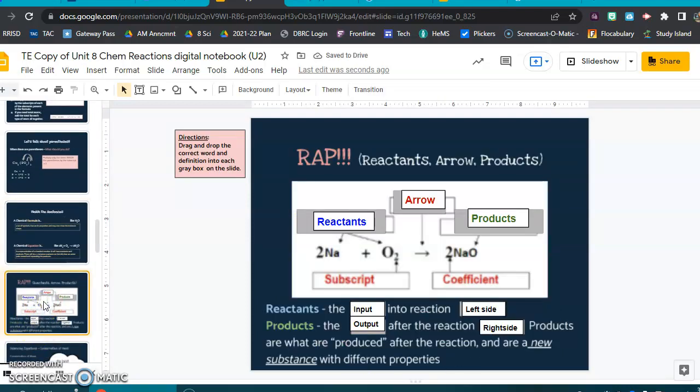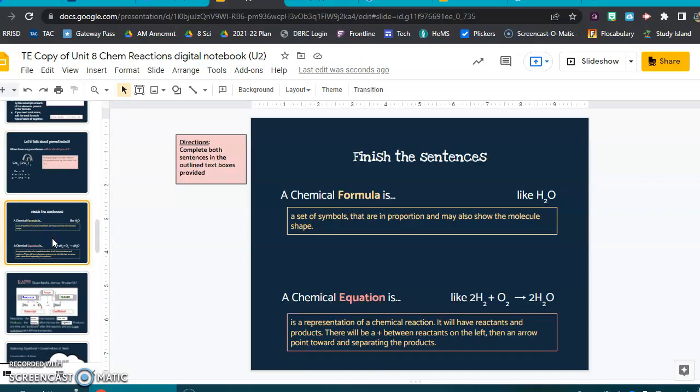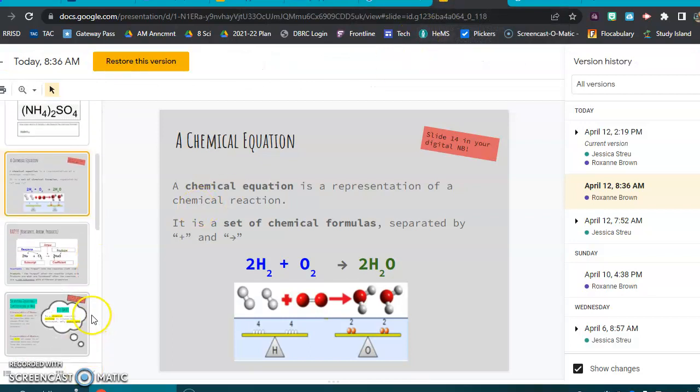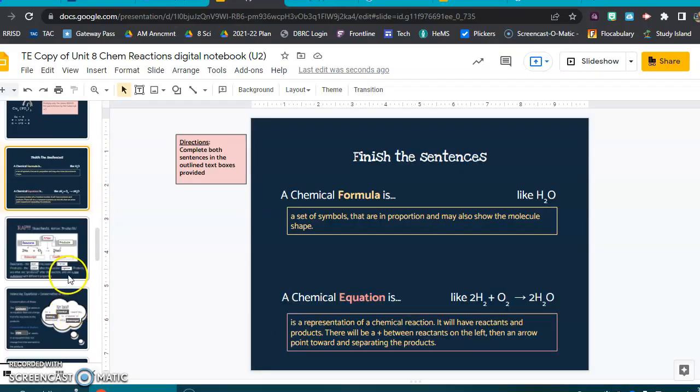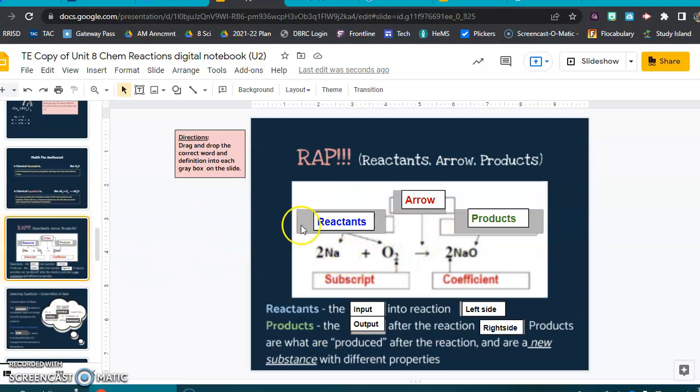And then on slide, let's see, this would be 14. And we're just going to check that here with our notebook and our slides. So yeah, now we're here. This is slide 14. So this is slide 15. So we're looking at the reactants. We're going to drag and drop. Reactants are here, arrow is there, our products are there. Reactants, the input into a reaction, are on the left side. The products, or output, are on the right side, and they are produced after the reaction and are a new substance with different properties.